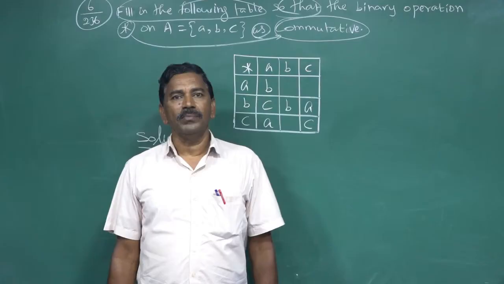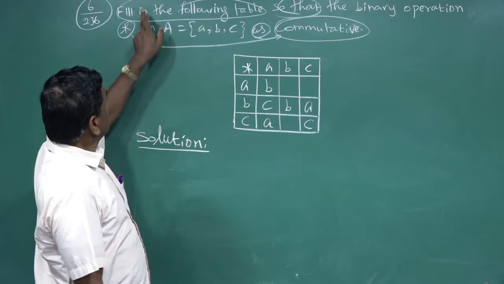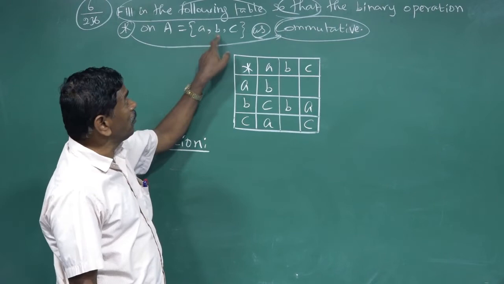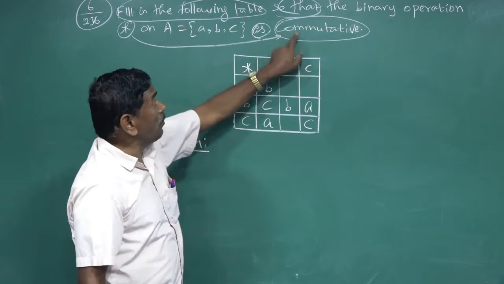Children, listen. Sixth question. Fill in the following table so that the binary operation star on the set A, which has the elements A, B, C, is commutative. Which means star is commutative on the set A. That's all. This table is given.